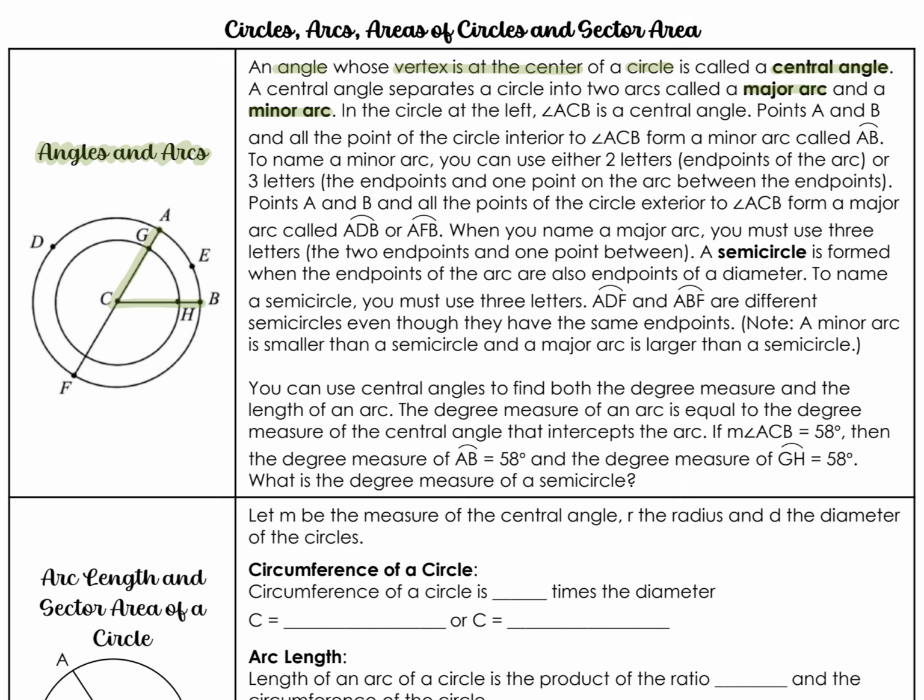In the circle at the left, I have my angle ACB as my central angle. We have points A and B, and all of the points on the interior of that angle are going to form our minor arc. And we can call that arc AB. So to clarify, we're looking at the endpoints of where that central angle landed on the circle, and then everything in between is what forms our minor arc.